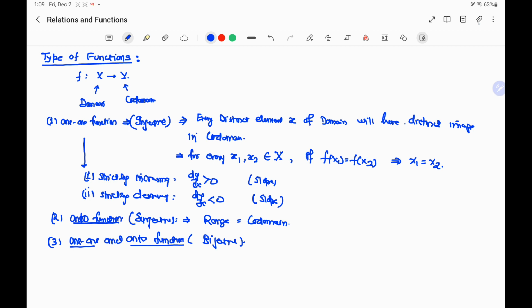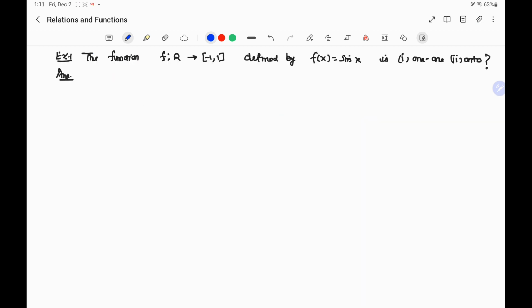Let's take some examples. First question is, the function f from the set of real numbers R to [-1, 1] defined by f(x) equal to sin x is, we have to check whether it is 1-1 or onto. First we draw the given function, which is a sine function. This is the x-axis, y-axis, and the sine function is drawn here.